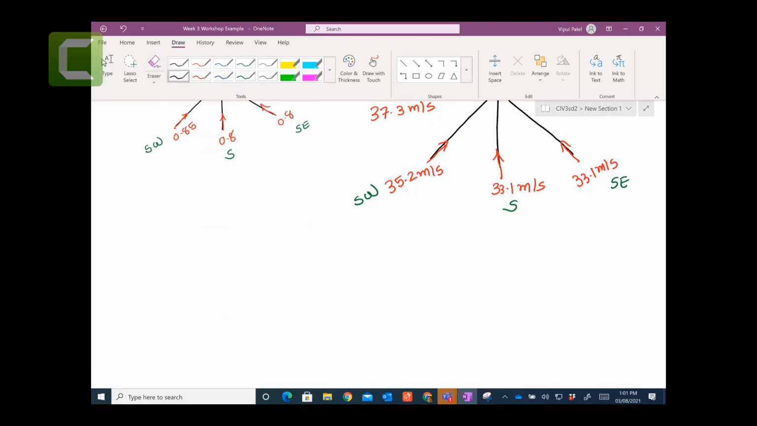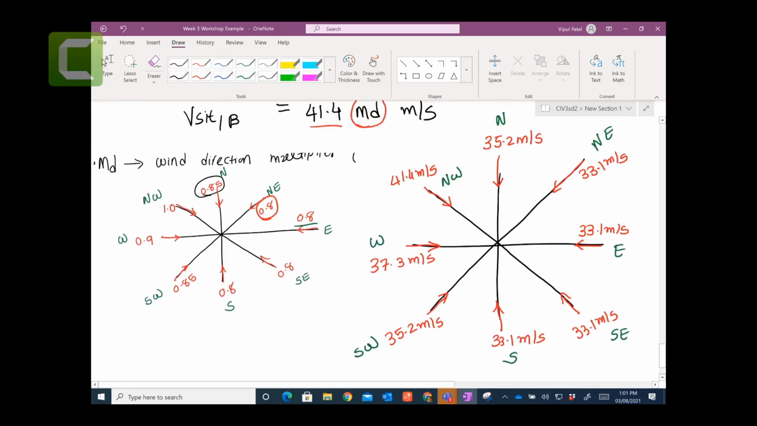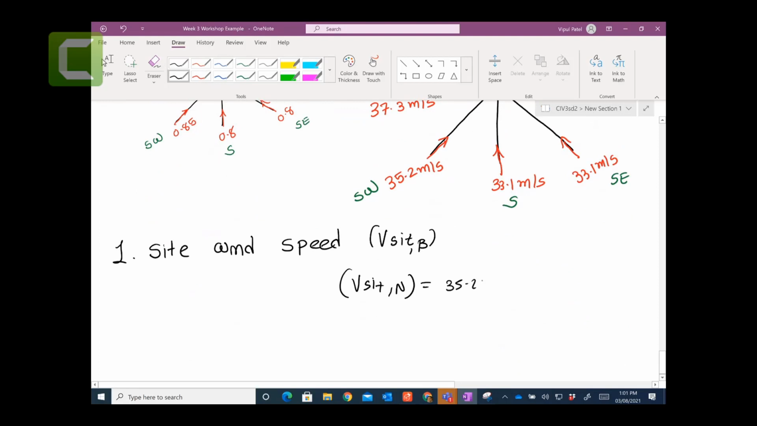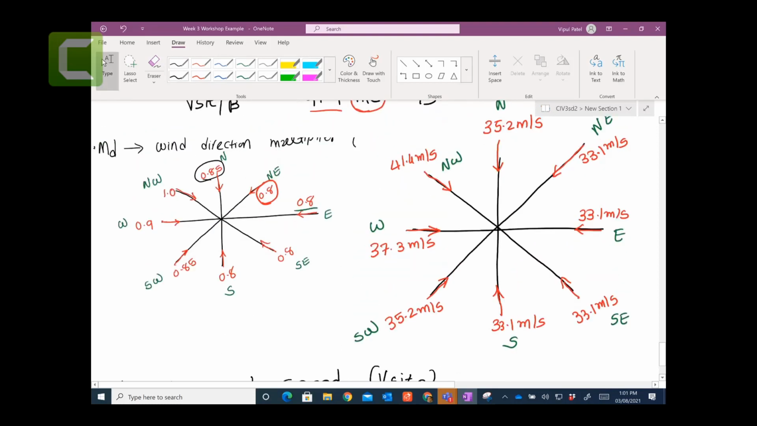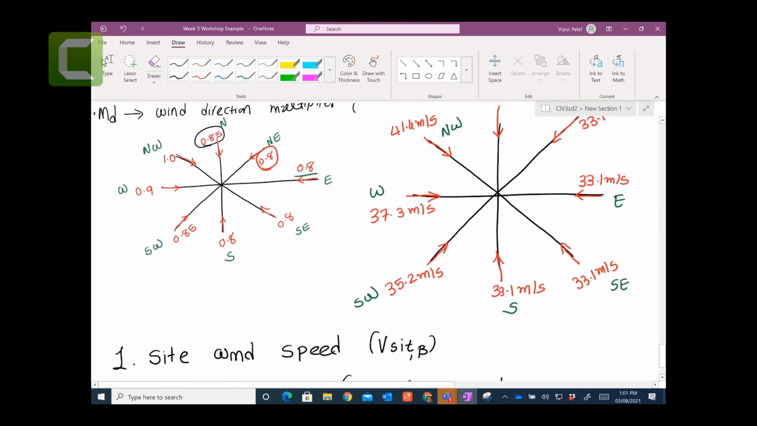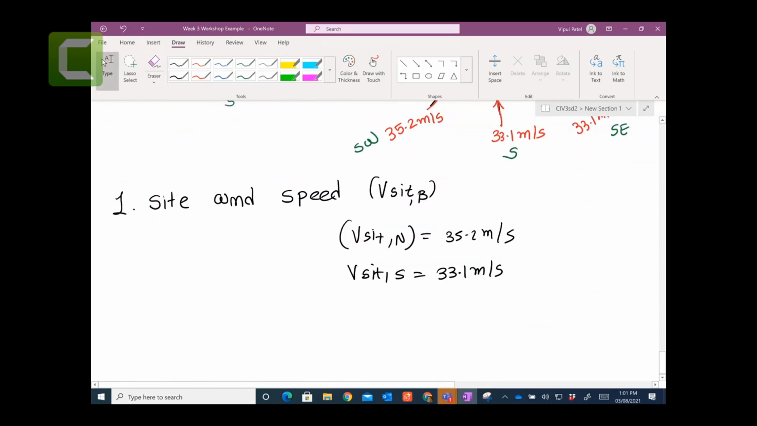So far, in step number 1, we calculated the side wind speed, V side beta. If someone asks what V side north is, you say it is 35.2. If someone asks what the side wind speed on the south is, you say 33.1. So there are 8 different side wind speeds given to you, calculated. This is step number 1. I hope it is not too complicated.